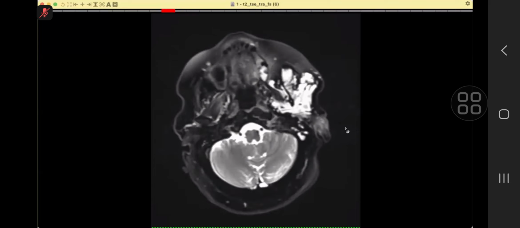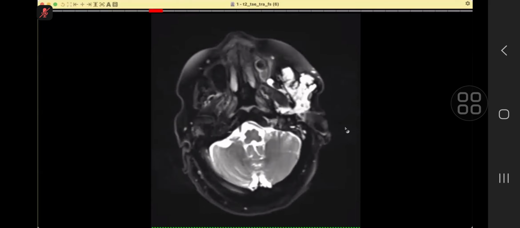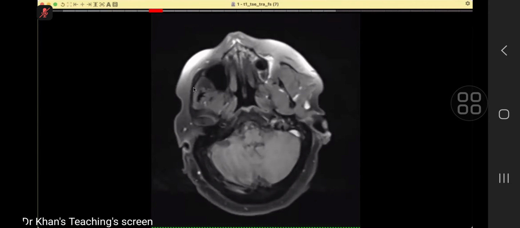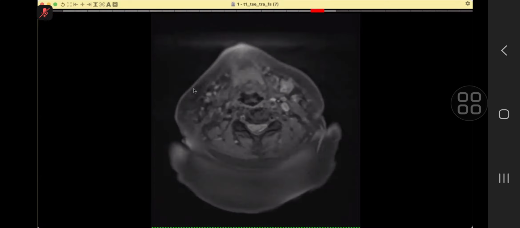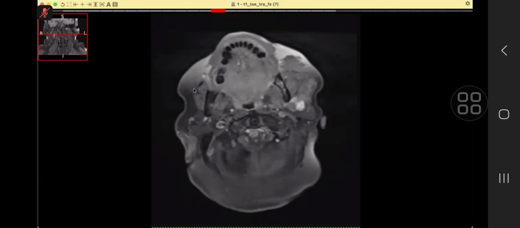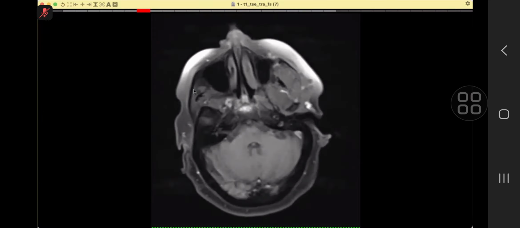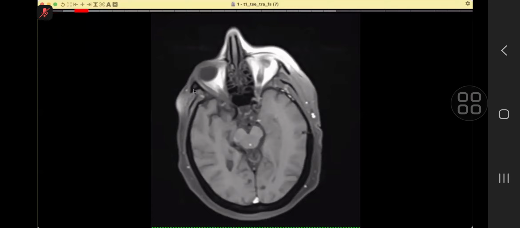What other sequence would you like to see? So I would like to see, this is fat set, so it is not suppressed on fat set sequence. I would like to see contrast enhanced T1 fat set contrast enhanced axial. This is a pre-contrast. I'm just quickly going through it. It is showing some hyperintense signals within it, which means some component of hemorrhage is there.